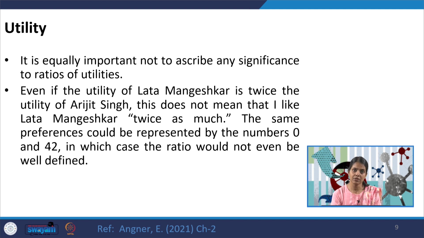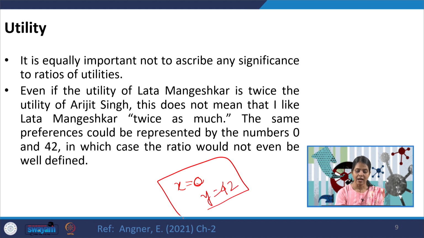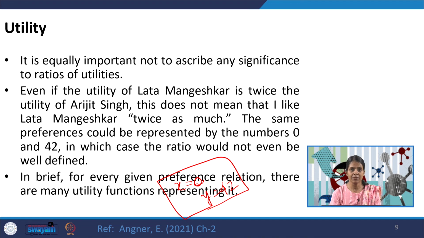The same preference could be represented by the numbers 0 and 42, in which case the ratio would not even be well defined. So, if I do not like something altogether, I do not consume it. I can always assign a number equal to 0 to x. While I like something very much and I assign a number 42, in that case having a ratio is meaningless. That is all it tries to say. In brief, for every given preference relation, there are many utility functions representing it.